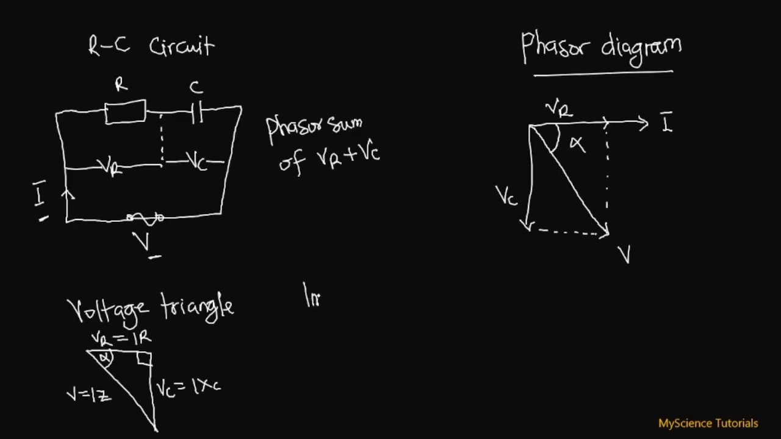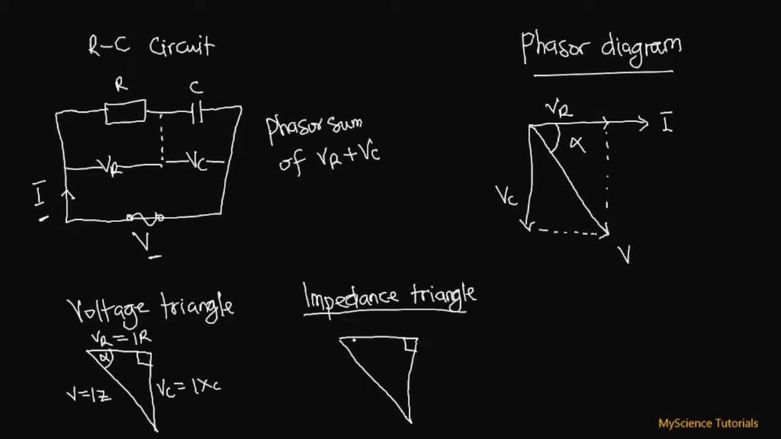The second one is what we call the impedance triangle. The impedance triangle is the same as the voltage triangle. The only difference is that, instead of writing the respective voltages, we just write the respective oppositions to the flow of current. So it is going to be like this.